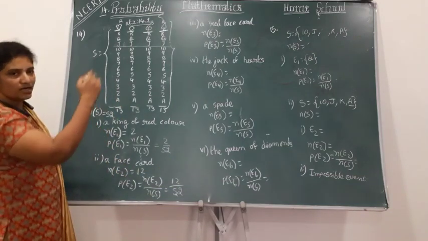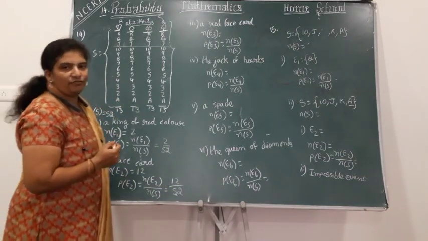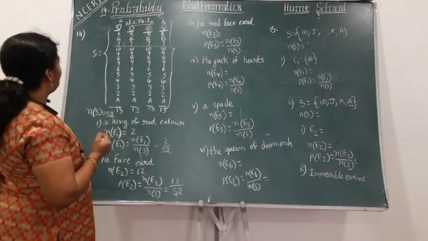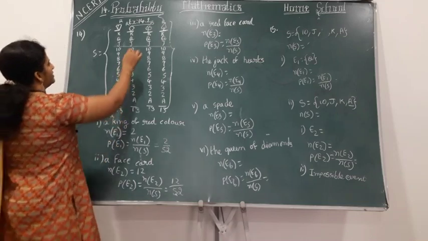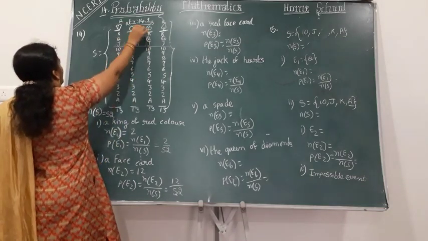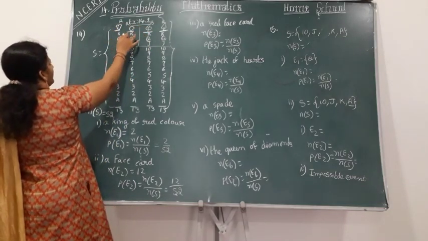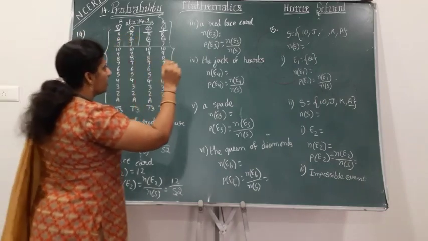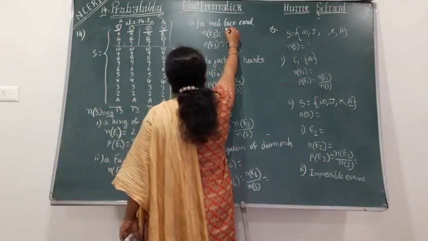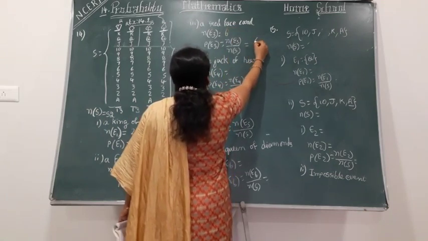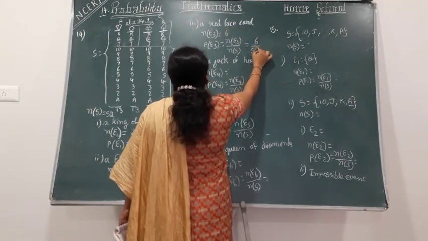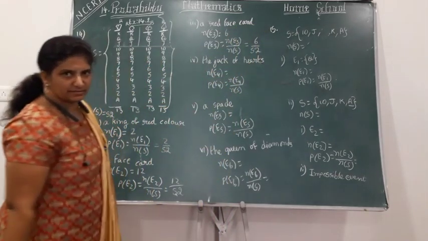Coming to your third sub question. A red face card. How many red face cards are there? See here. These are red face cards. 1, 2, 3, 4, 5, 6. So let the event be E3. Number of this event will be 6. Probability of occurring this event is equal to 6 by 52 is your answer.